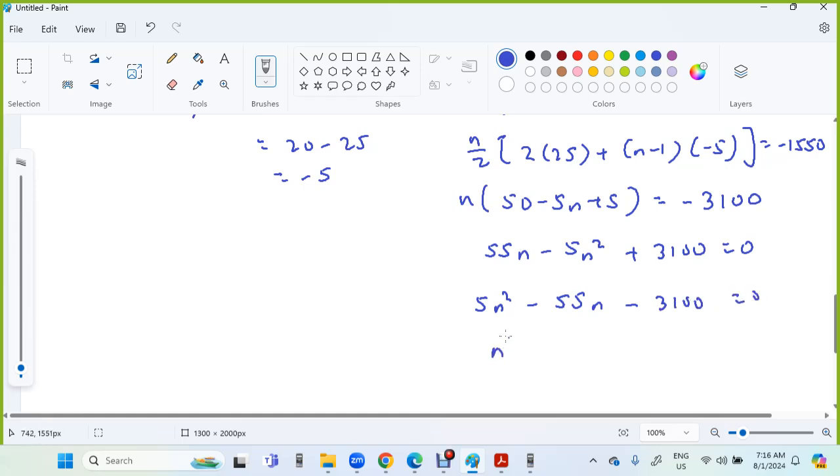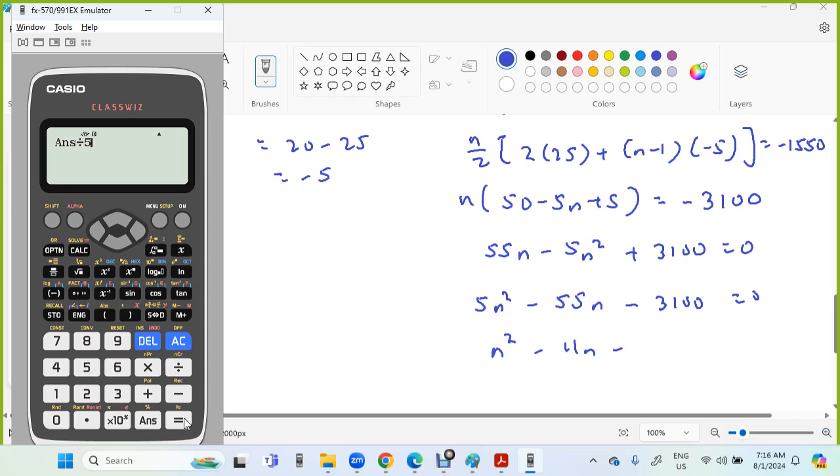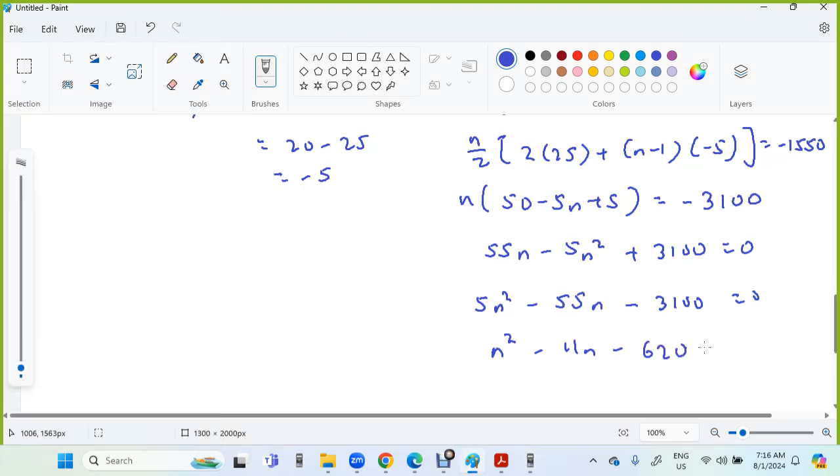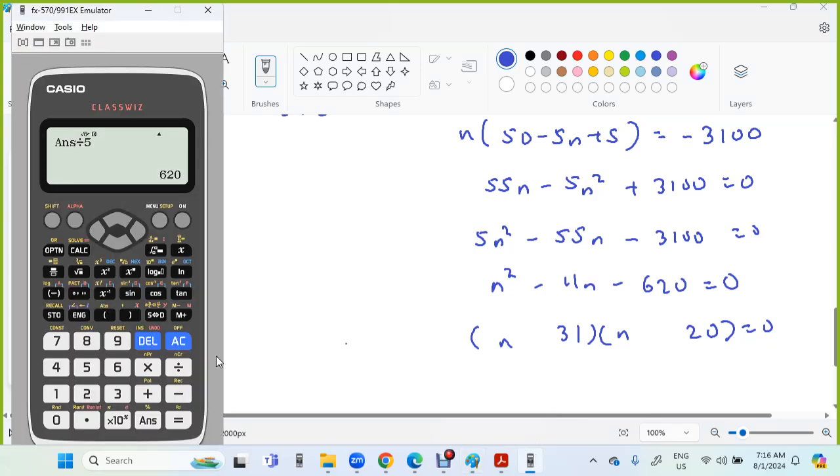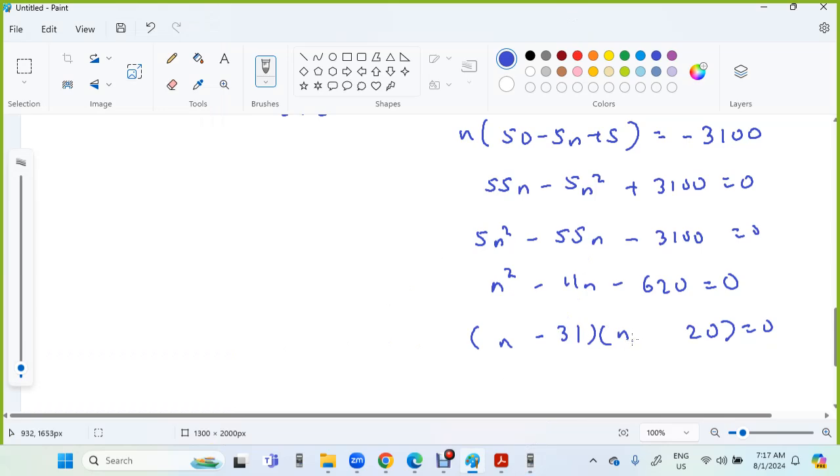So all divided by 5. Then 3001 divided by 5, 620. Okay, so we do the factorization. So this is n, 31 times 20, so this one divided by 31 is 20. So minus 11 plus 20. So n equal to 31 and n equal to negative 20, and this is rejected.